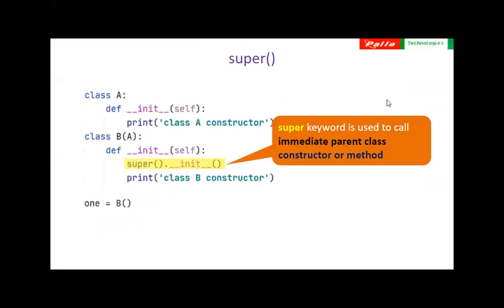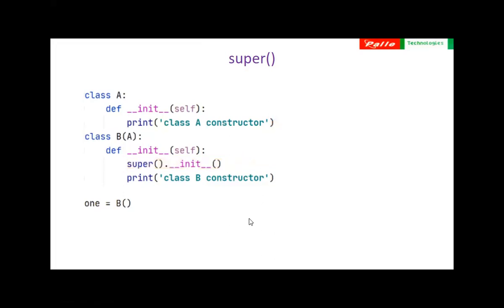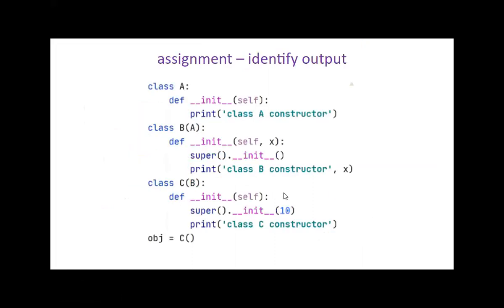Okay. So now tell me, what is the use of the super keyword? The super keyword is used to call the immediate parent class constructor or method. So the output will be class A constructor and class B constructor. Similarly, tell me what will be the output of this code. You have already seen this example. So what will be the output?